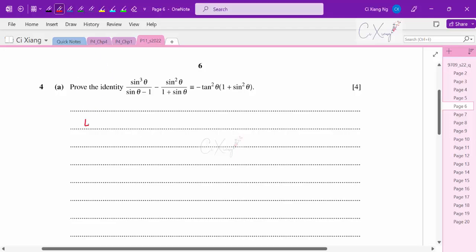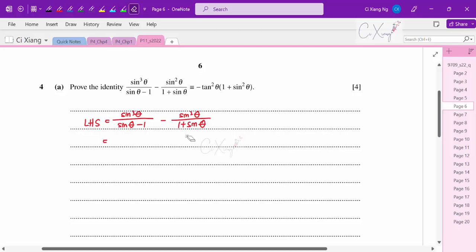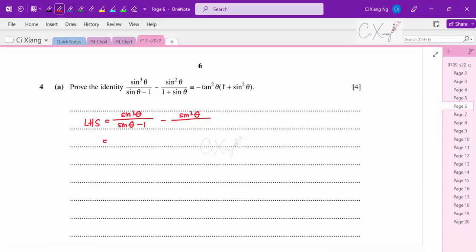Okay, so left hand side we are having this expression. Okay, so sin³θ divided by sinθ minus 1, minus sin²θ divided by 1 plus sinθ. Okay, so definitely for the first step, you need to try to combine these two terms together. If I want to combine these two terms together, we can cross multiply and combine the fractions together. So before I cross multiply them, I want to rephrase this 1 plus sinθ to become sinθ plus 1, which is still the same, right?